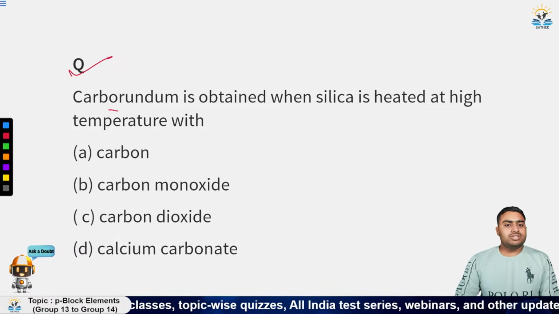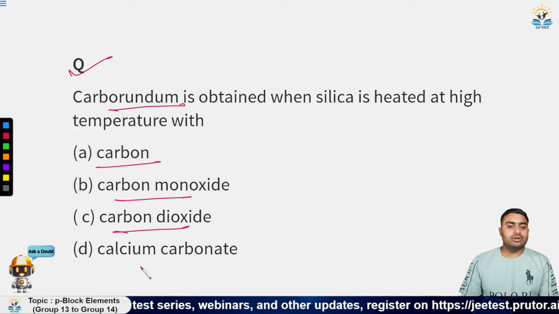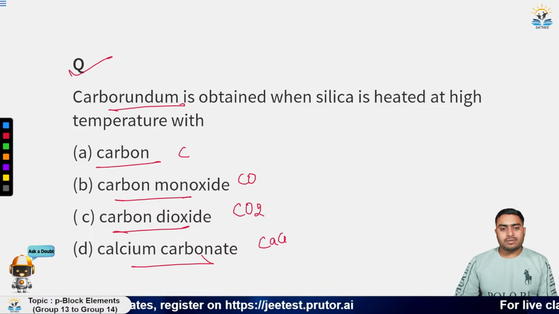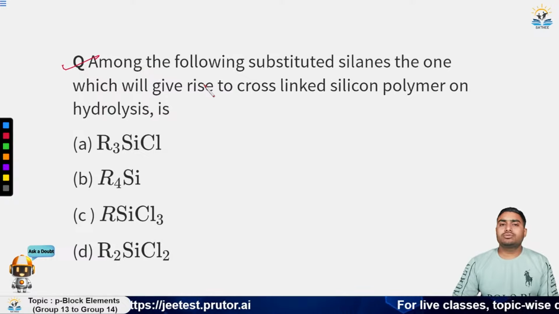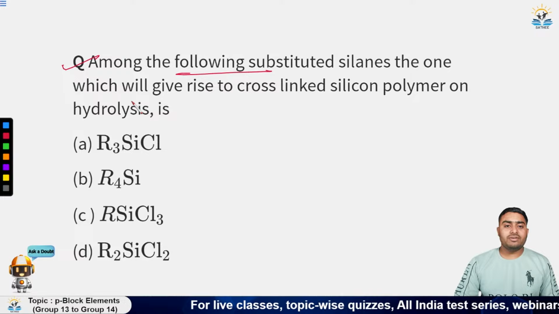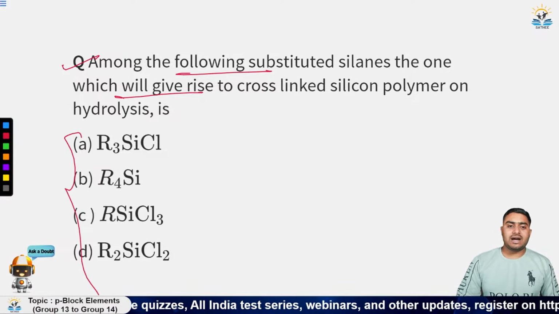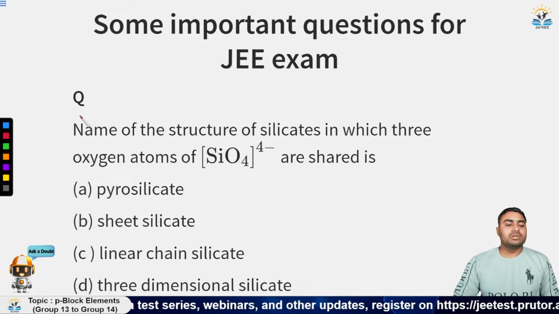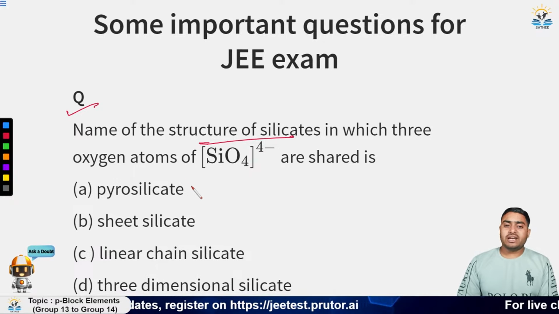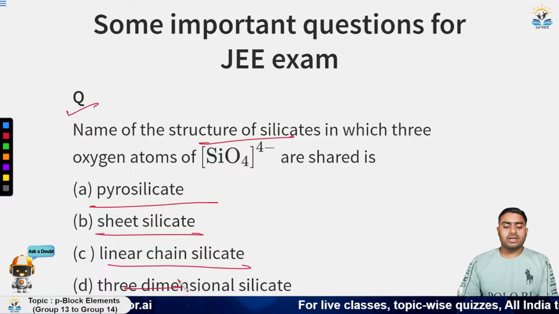You can see the next one. This is obtained when silica is heated at high temperature with carbon monoxide, carbon dioxide, or calcium carbonate, CaCO3. The next question, also homework: among the following substituted silanes, the one which will give rise to cross-linked silicon polymer on hydrolysis: R3SiCl, R4Si, RSiCl3, or R2SiCl2. The next question: the name of the silicate structure in which 3 oxygen atoms of SiO4 4- are shared is pyrosilicate, sheet silicate, linear silicate, or 3D silicate.